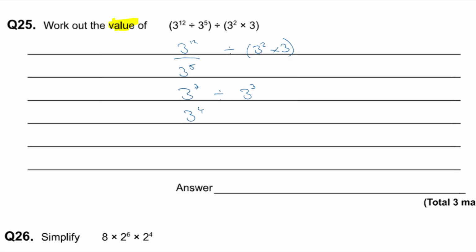Now we need the value here, so let's evaluate it. 3 to the power 4, 3 times 3 is 9, times 3 is 27, times 3 is 81. So the value of that is going to be 81.